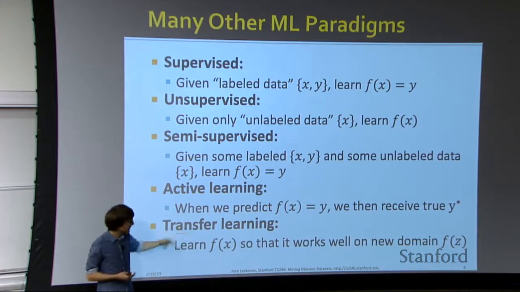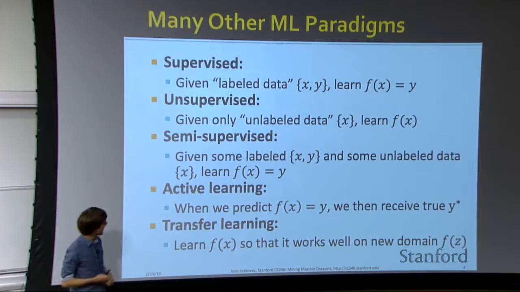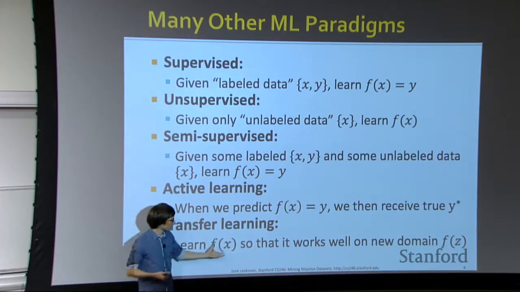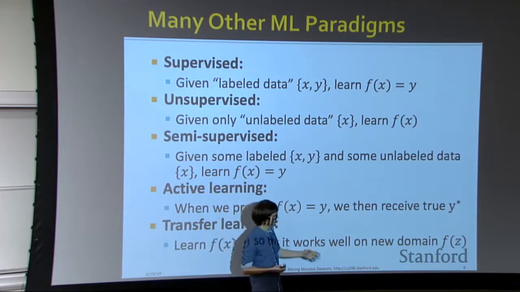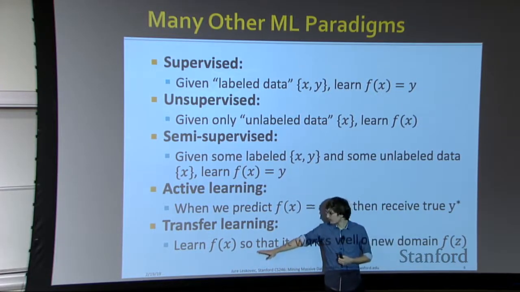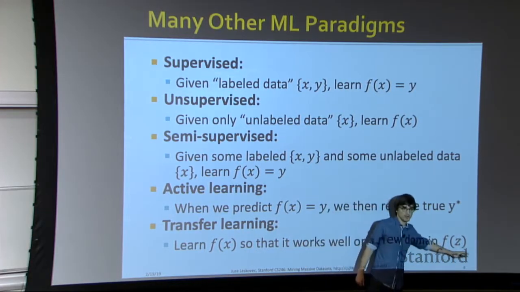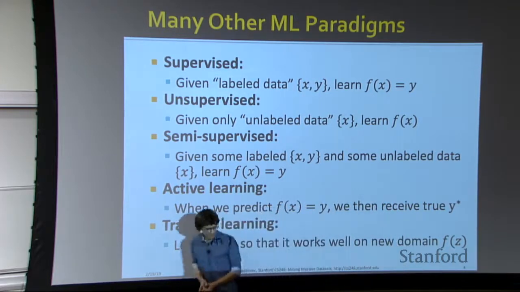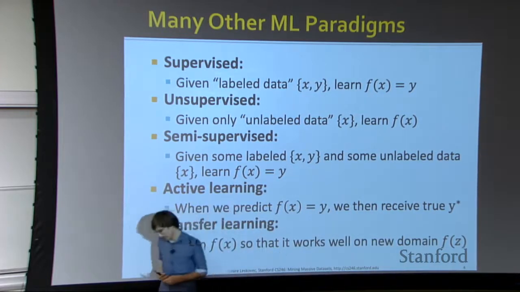And then the last thing I will mention is this notion of transfer learning, where I want to learn some f of x, but really I want it to learn in such a way that it works well on some new domain, on some new data set z. Maybe I have a data set of movie recommendations, and I want this function to be able to predict what music you will like. And that is called transfer because you transfer from one domain to another domain.